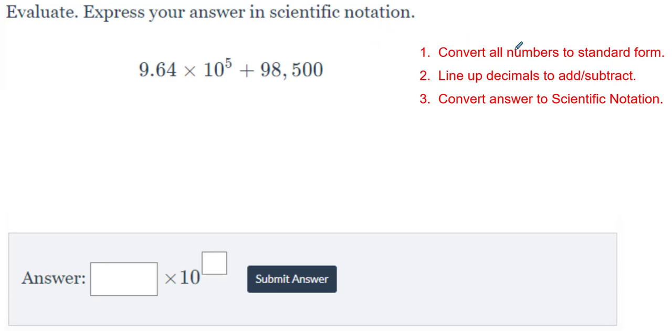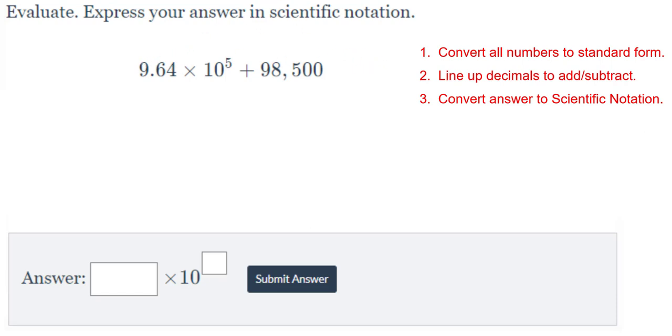Number 1, we want to convert all numbers to standard form. 2, we'll line up our decimals to add and subtract. And then number 3, we'll convert our answer to scientific notation, just like we did the day prior. So first things first, write the original problem.